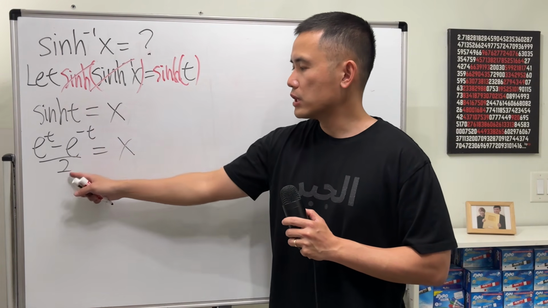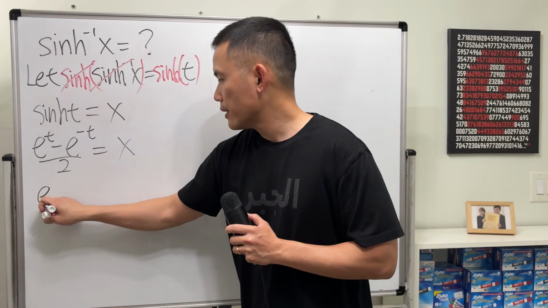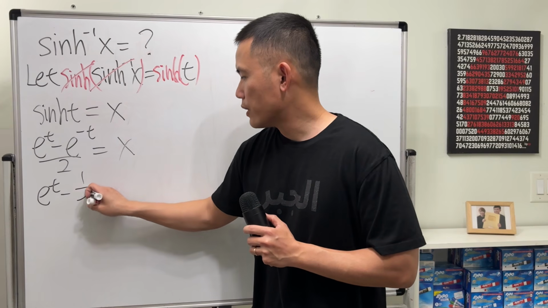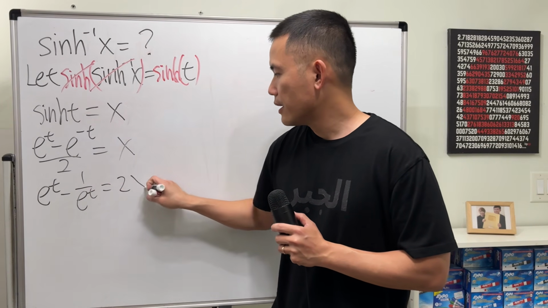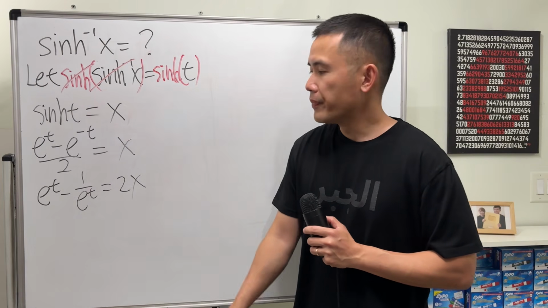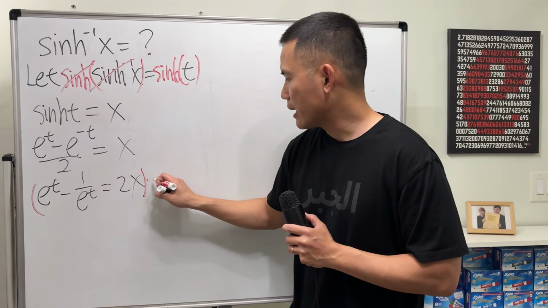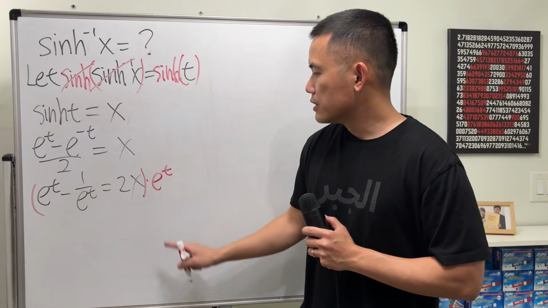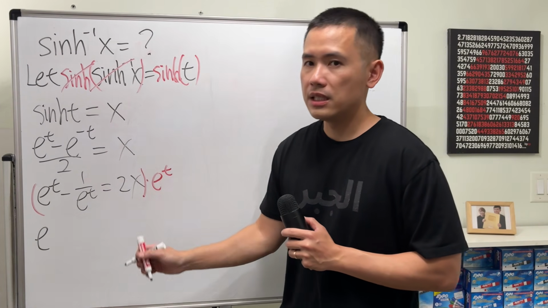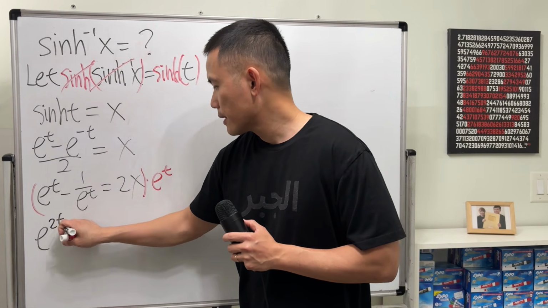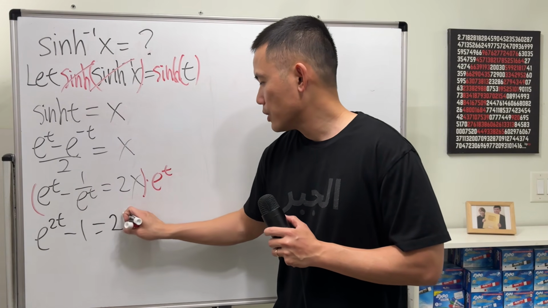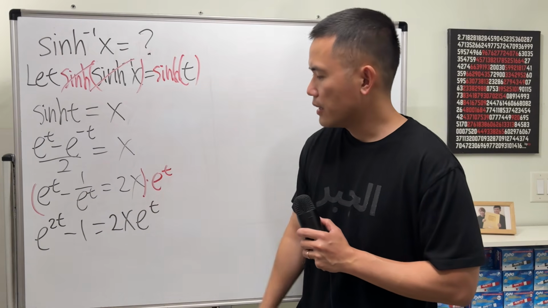To do so, multiply both sides by 2. And e to the negative t is the same as 1 over e to the t. And then look at this equation, we have this denominator. Let's multiply everybody by e to the t. So this times that is e to the t plus t, which is 2t. This times this is minus 1, and this times this, 2x times e to the t.